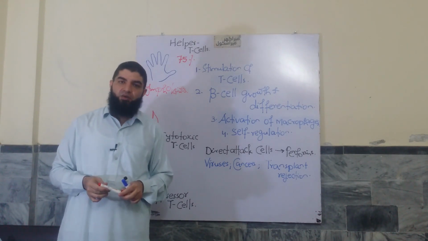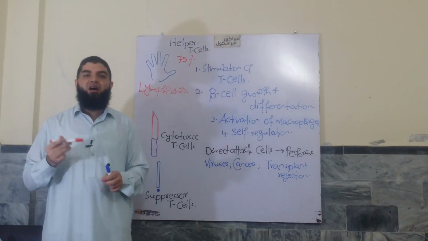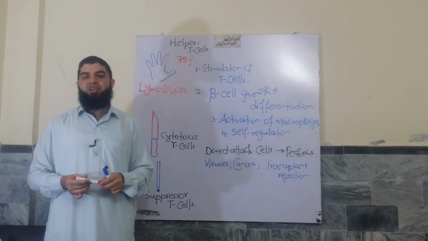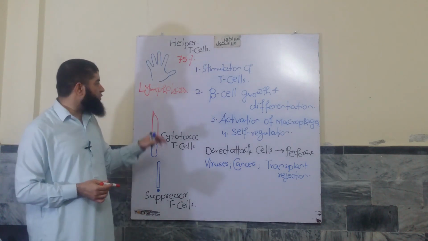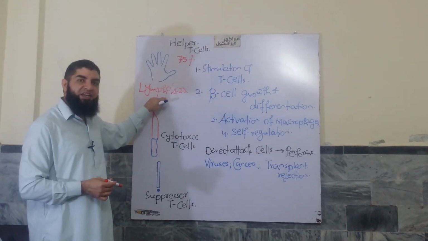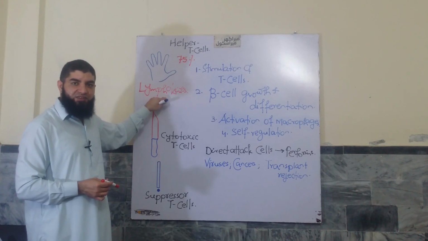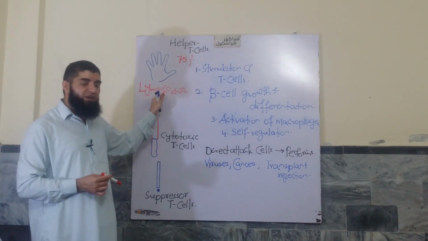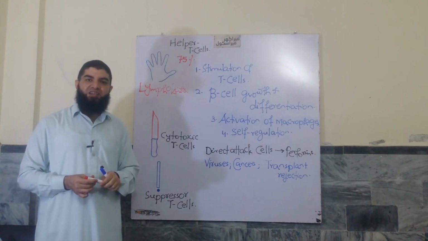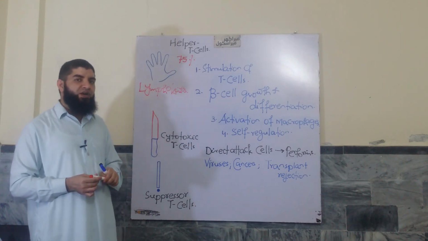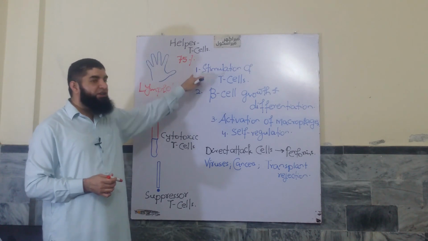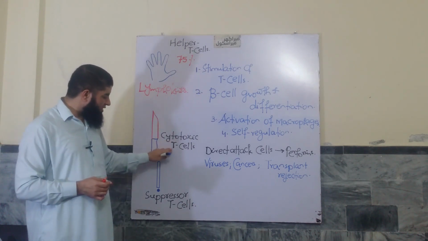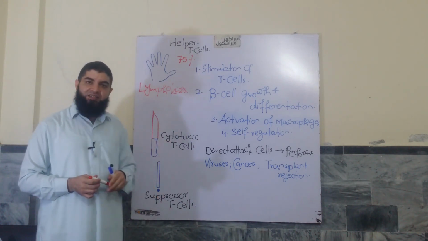They have a regulatory role. They regulate all the arms of the immune system, and that is achieved through release of chemical mediators we call lymphokines. We have so many of them, but we will discuss each one of them in relation to their specific effect. And the first one here is stimulation of the cytotoxic and suppressor T cells.